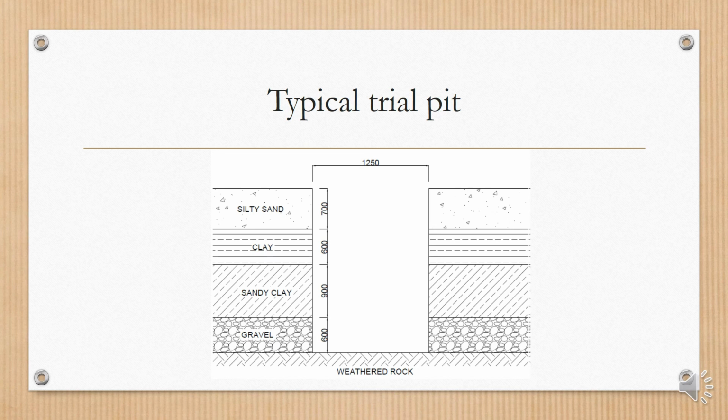In this trial pit, we have 5 layers. First layer is silty sand. Its thickness is 700 mm. Second layer is clay. It has 600 mm. Third layer is sandy clay. It has 900 mm thickness. And fourth layer is gravel. It has 600 mm thickness. And fifth layer is weathered rock. The weathered rock is comparatively stronger and it has more bearing capacity than gravel, sandy clay, and silty sand. Hence, they have stopped the trial pit at weathered rock.